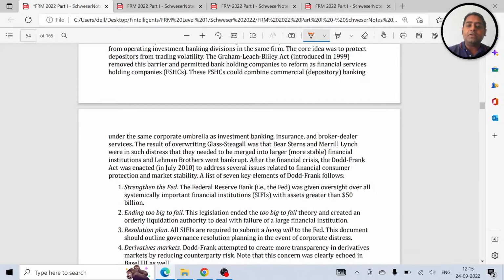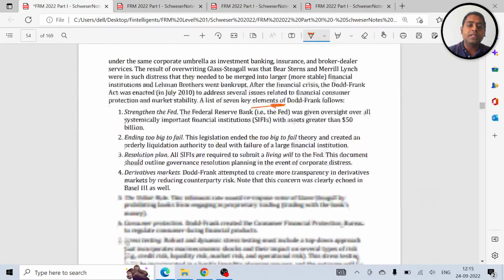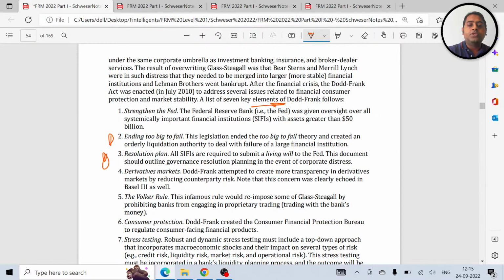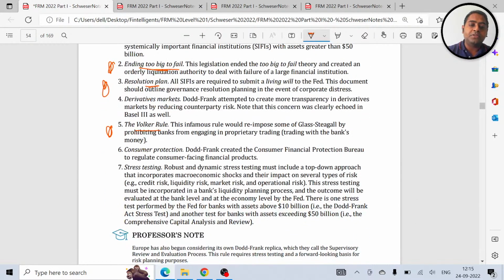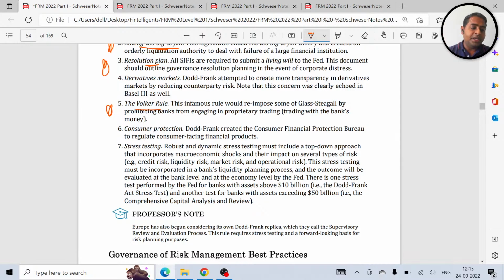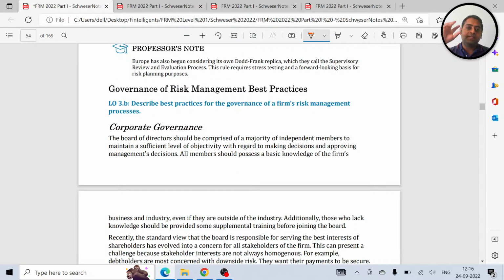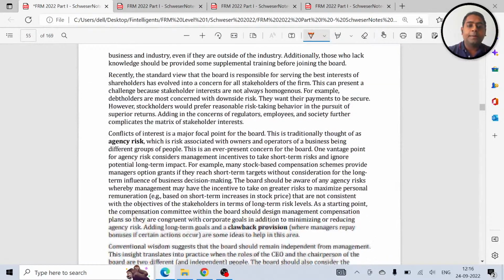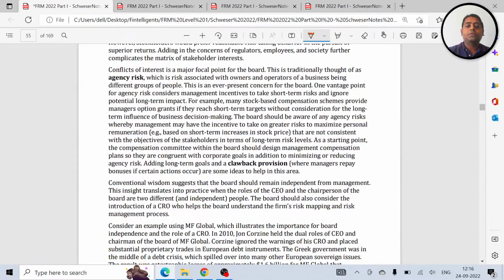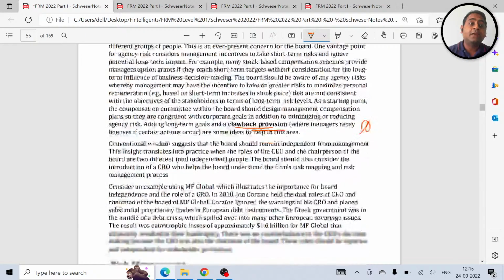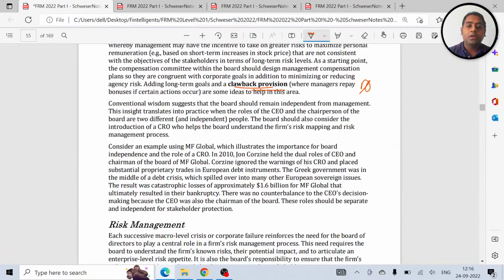Dodd-Frank Act also gave some key elements. In that, the resolution and ending too big to fail logic is very important. The Volcker rule, which prohibits proprietary trading, was implemented in the industry and can be important from the reading perspective. As we move ahead, in the governance of risk management best practices section, the clawback provision is important. We have seen a lot of banks now implementing this for their senior management roles.